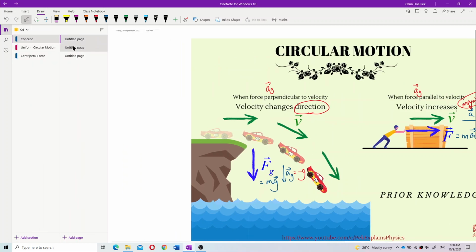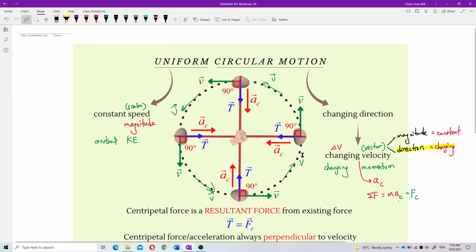Similarly to this one, like this stone, if I swirl it in a circular motion, there is a rope tied to the stone. This stone cannot escape the rope unless the rope breaks off. Only then will the stone move forward in a straight line. But because there is a rope tied to the stone, it cannot escape. You're holding on to the stone through a rope.